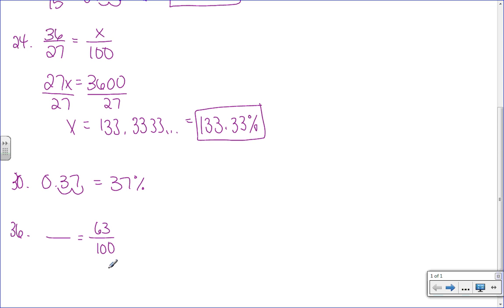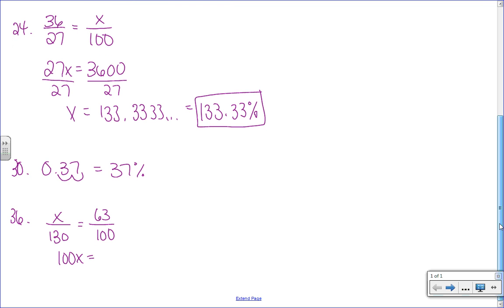And then to figure out where to put the 130, we're trying to find 63% of 130. And we always find a percent of a whole. So the 130 will have to be the whole, and we're looking for the part. So we'll cross multiply. Here we get 100x equals 63 times 130, which is 8,190, and we'll divide by 100, and we get x is equal to 81.9.